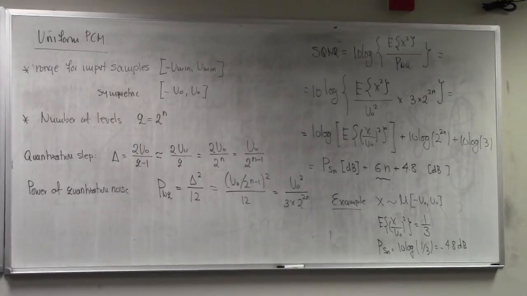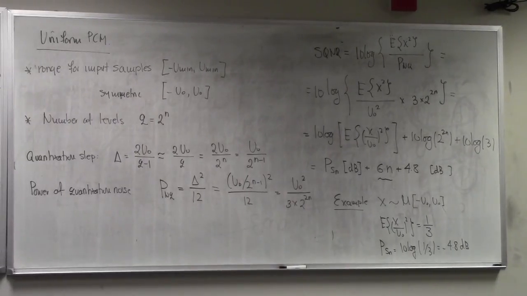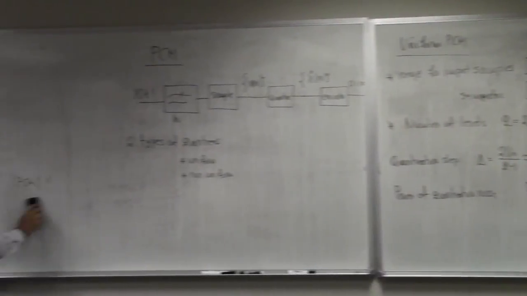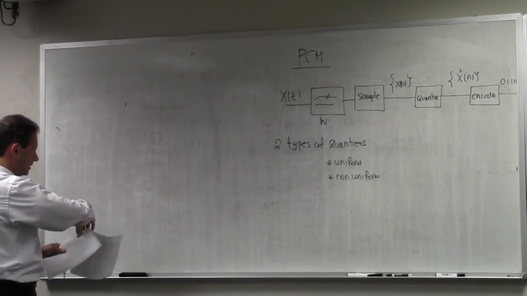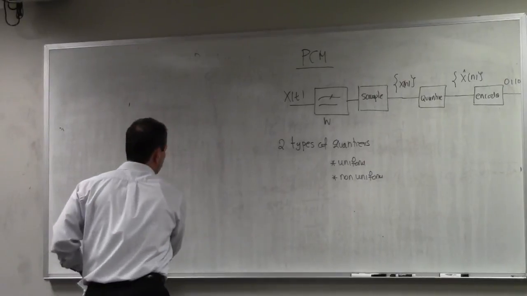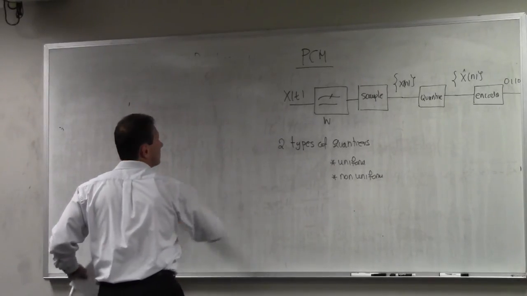All right, so that's a summary of uniform PCM. Let's go and summarize non-uniform PCM. What happens there?